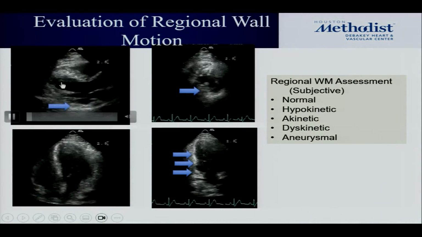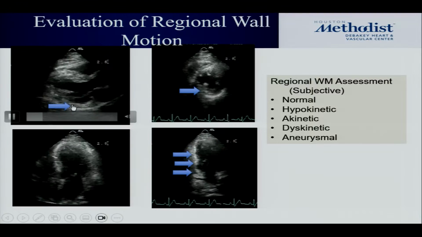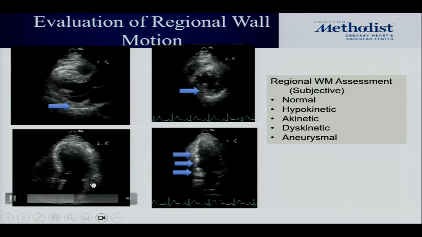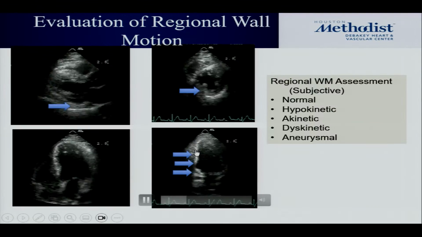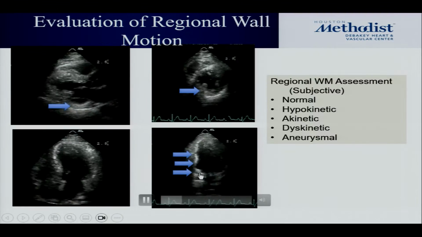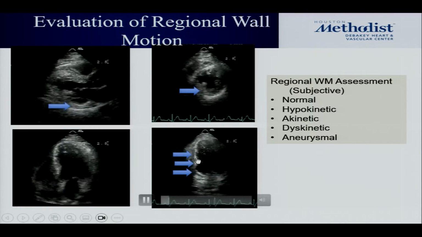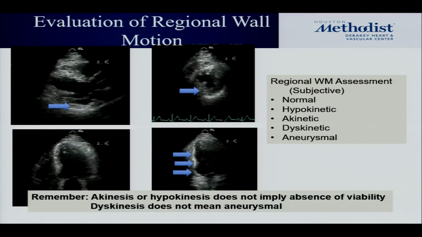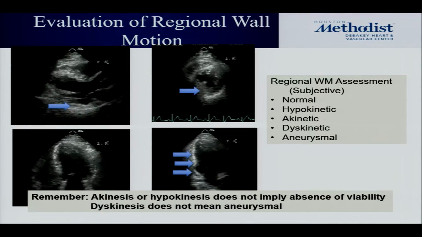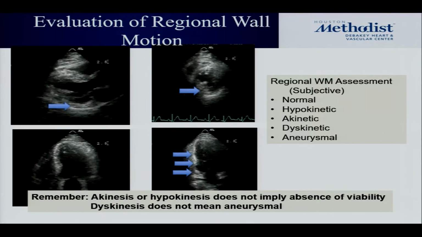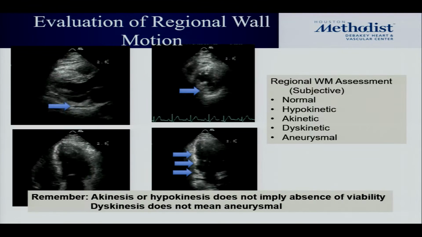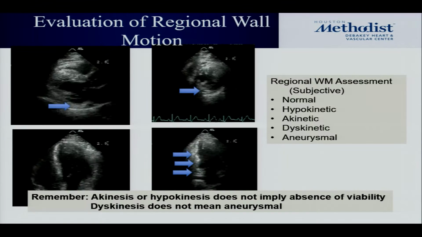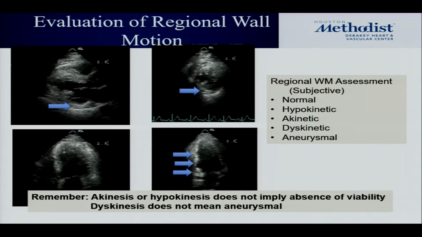So in this example, we have this inferoposterior area that is clearly hypokinetic compared to others. In the 4-chamber view, everything looks pretty normal, but in the 2-chamber view, we have thin, bright, non-thickening at all segments of the inferior wall, which we would call akinetic. Remember that hypokinesis and akinesis don't always mean lack of viability, and that, of course, will be a subject for another lecture. But we have clearly seen with the use of CMR that segments that are hypo or even akinetic can still have viability.